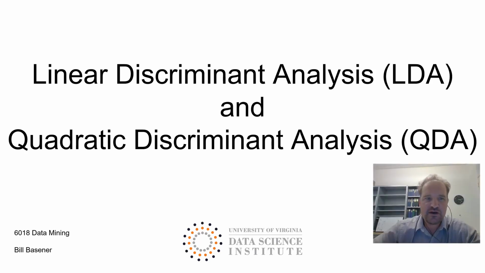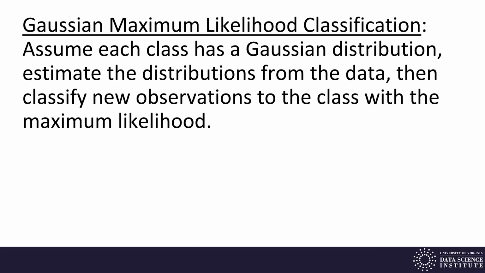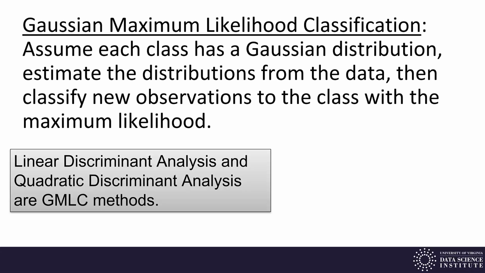Welcome to the lesson video on linear discriminant analysis and quadratic discriminant analysis. In this lesson video, we're going to talk about these two methods, which are Gaussian maximum likelihood classification methods. In Gaussian maximum likelihood classification, we assume each class has a Gaussian distribution, and then we estimate the distributions from the data. Then we classify new observations by assigning them to the class with the maximum likelihood.